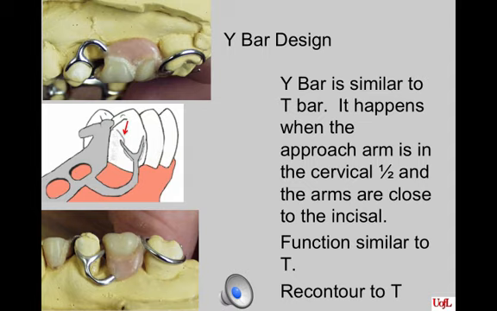We can sometimes alter the tooth to create an indication for a T-bar, which would be more aesthetic for the patient. Sometimes it's really hard to tell whether the clasp is a T or Y because they're very close to one another as far as appearance.